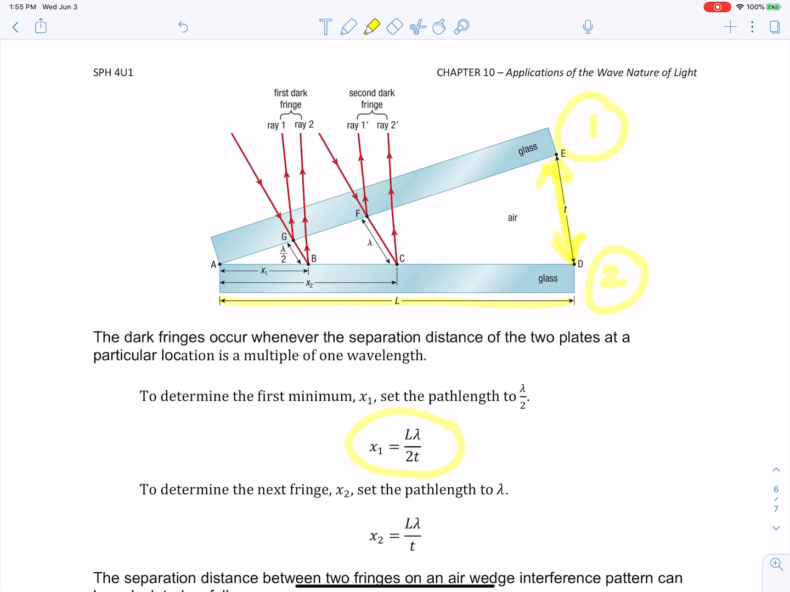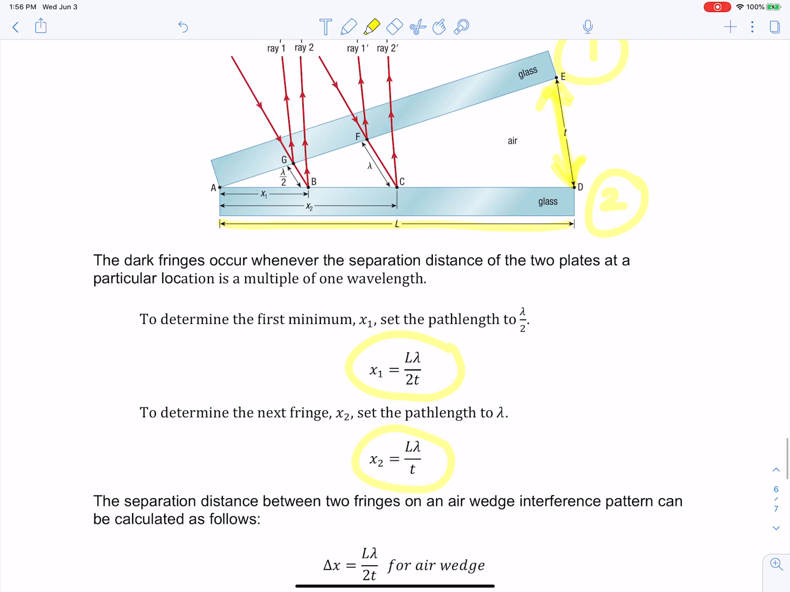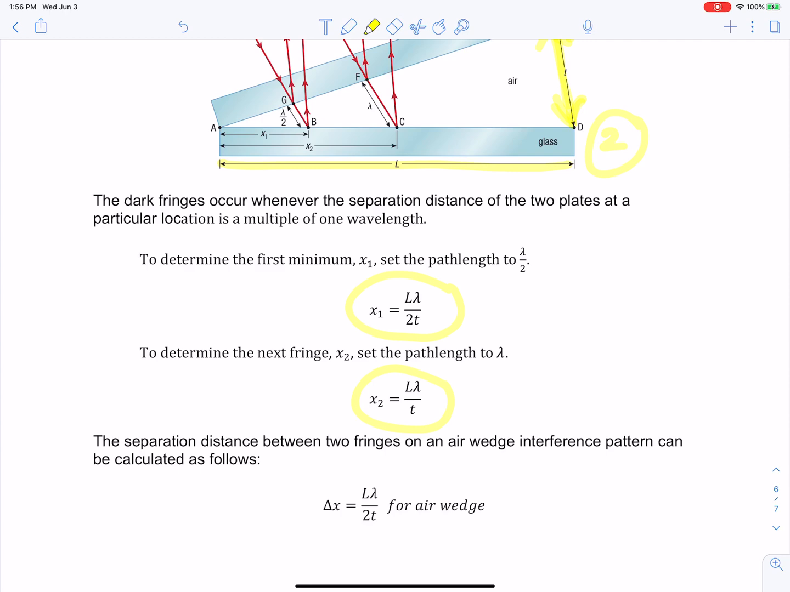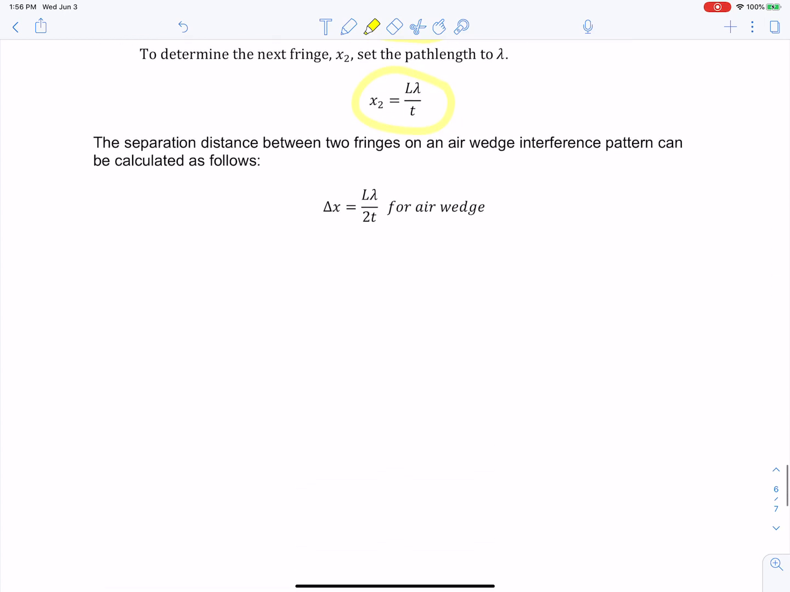To determine the next fringe, x2, we're going to set it at the second multiple of lambda over 2. So lambda over 2 plus 1/2 is lambda. So it'll occur at x2 equals L lambda over T. Now the separation distance between 2 fringes can be calculated as follows. We can subtract these two. Delta x is equal to x2 minus x1, and we end up with L lambda over 2t for an air wedge. So this becomes our equation.